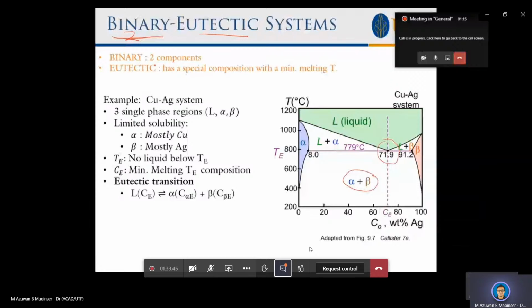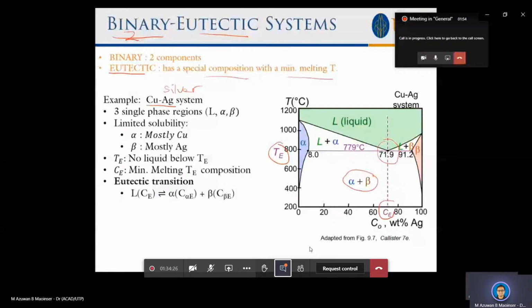This is the eutectic: a special composition with a minimum melting temperature. So that is the eutectic composition, and this is the eutectic temperature. Very specific point, so you must be aware of that one. Now we are looking at another system, not copper and nickel, but copper and argentum. I call it argentum because it's Ag, argentum. So in other words, this is silver.